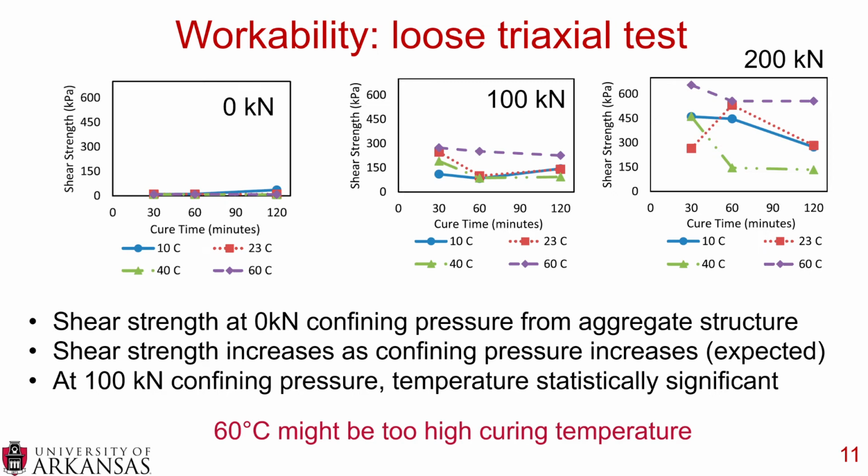Now, something we started noticing, and this will be a common theme, is that we found that 60 degrees Celsius might be too high of a curing temperature, or at least too high of a temperature to test the samples at, because we tested the samples immediately after they were cured. Therefore, they were at the temperature of the curing temperature, and we felt like at 60 degrees Celsius, we may have been activating some of the asphalt binder on the RAP. Therefore, the asphalt binder on the RAP was a little softer, and that may have impacted some of our results.